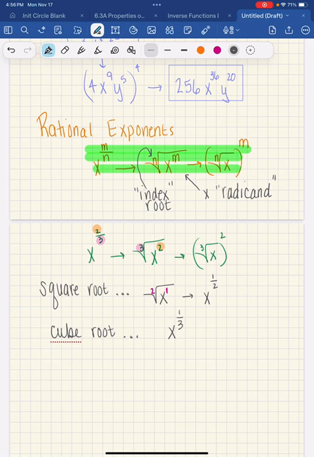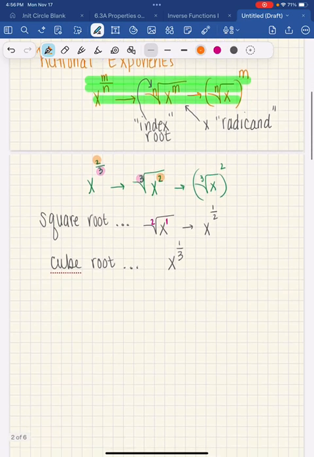Okay. So that's part of it, rational exponents. And then let's talk about negative exponents.